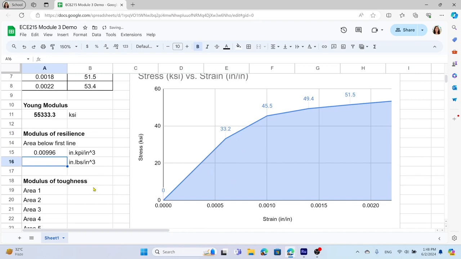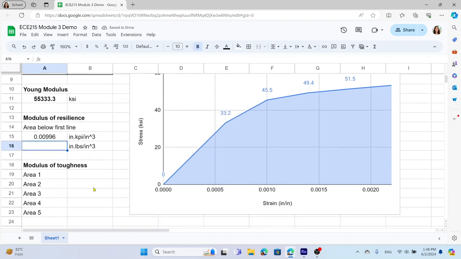Enter. So this is the modulus of resilience, and you see if we keep it in inches times kilopounds per inches cube, it's very small. So let's put it in pounds instead of kilopounds. So this one times 1,000. So 9.96 inch-pounds per inches cube is the modulus of resilience.